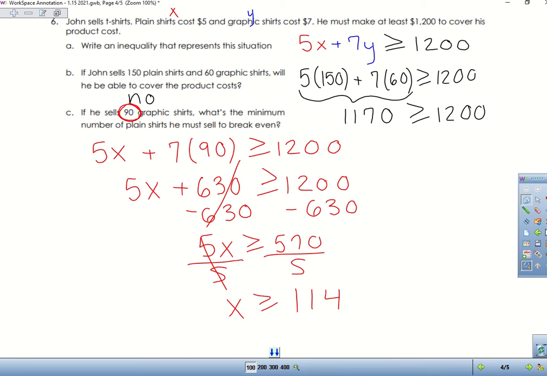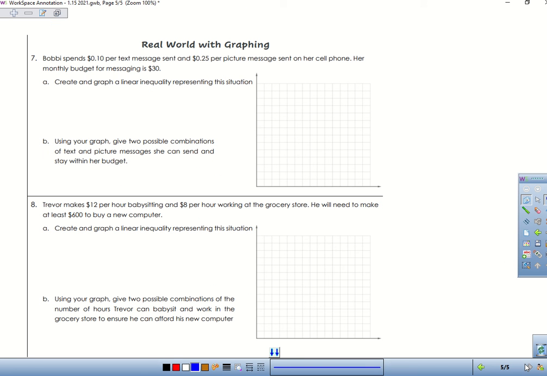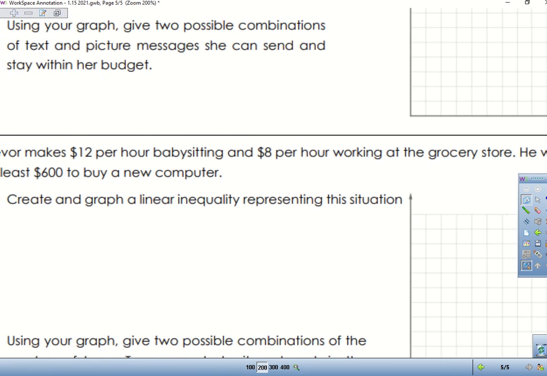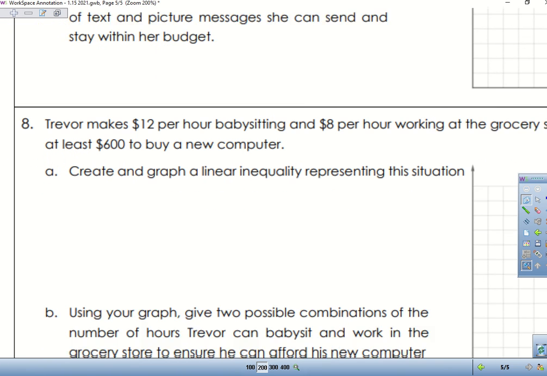Alright, so what we're going to do now is we have two graphing problems. Instead of me sitting here and doing both with you, what I'm going to do is I'm going to do 8 with you, and then I will let you try 7 with a partner. So you have a short homework today too, so it's not too bad. So I'm going to do 8 with you.